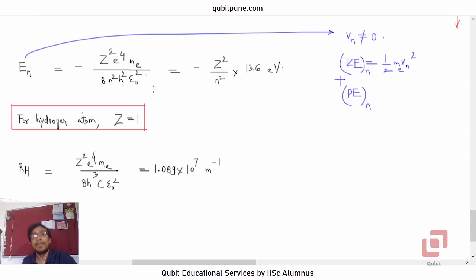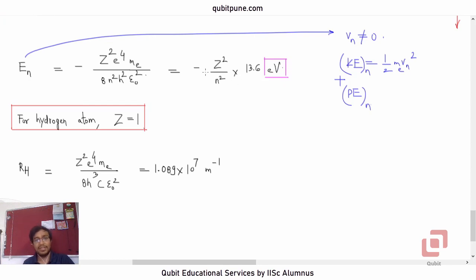So if you do that, use the formula, put everything and add, then you will finally get En to be negative Z squared upon n squared into 13.6 electron volt. Electron volt is a much smaller unit of energy. We have already discussed that, so I will not go again in that particular thing.